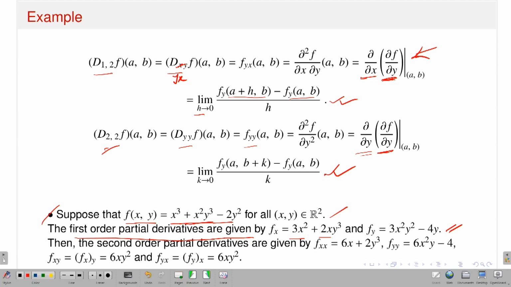Similarly, you can easily calculate del f del y. So, now you have the functions f x, del f del x, and del f del y, then I can perform the second order partial derivatives.